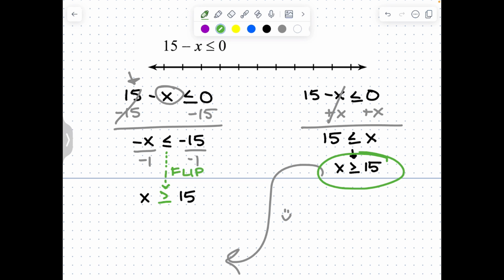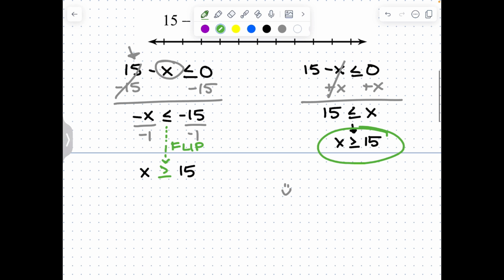The same thing will happen if you end up multiplying both sides by a negative. You'll have to flip the inequality because you're basically working with that opposite idea. Your x kind of should have moved to the right-hand side like we did over here, but you didn't move it, so we flip the inequality. It's kind of how it works.